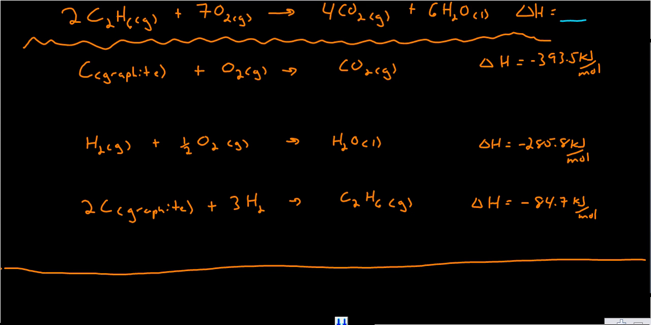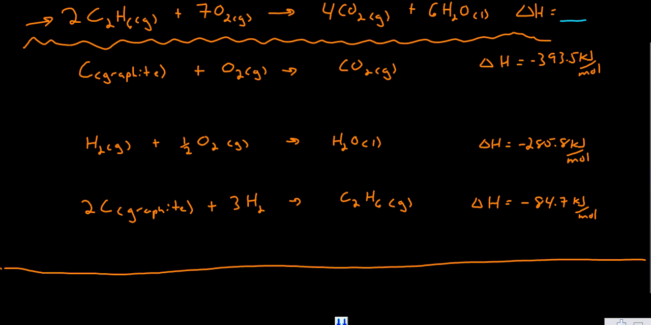Okay, so we can apply Hess's law for problems such as these. So here's our question. If you react 2 ethanes with 7 oxygen gases and get 4 carbon dioxides and 6 waters, what is the heat of that reaction? What is the heat of combustion of 2 moles of ethane?